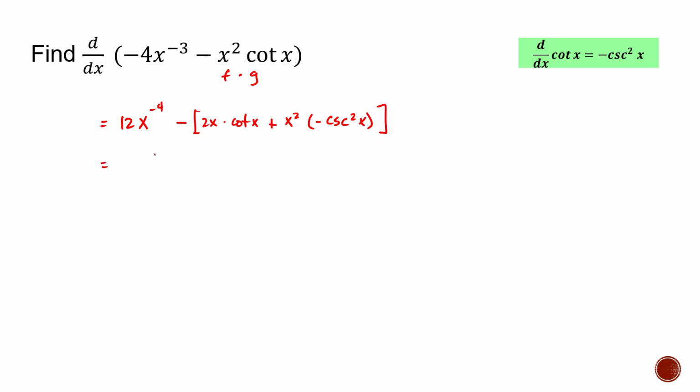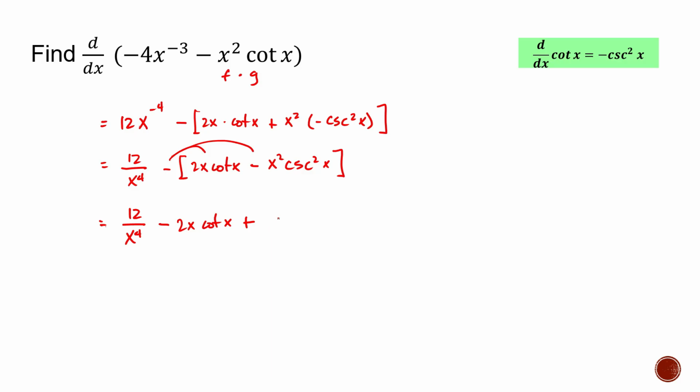If you want, you can actually make the exponent there positive. If you don't want to, I believe that's okay, but again, it depends on your teacher. So this is 2x cotangent x minus x squared cosecant square x. Now let's get rid of the bracket. This is going to be equal to 12 over x raised to 4 minus 2x cotangent x plus, you distribute that negative sign, x squared cosecant square x, and that's going to be our final answer.